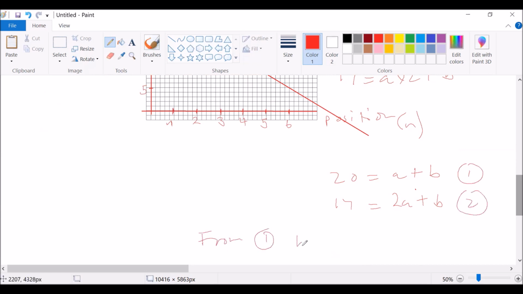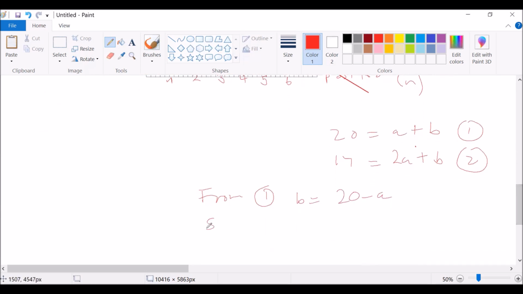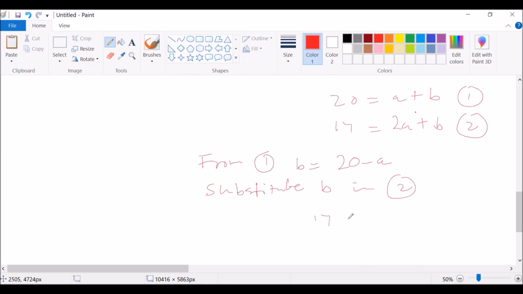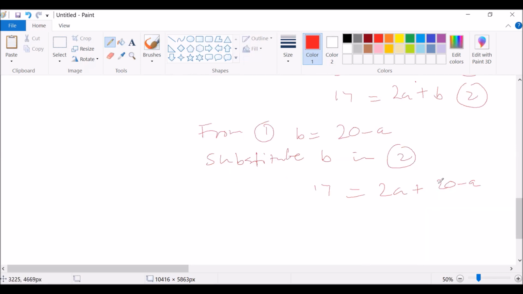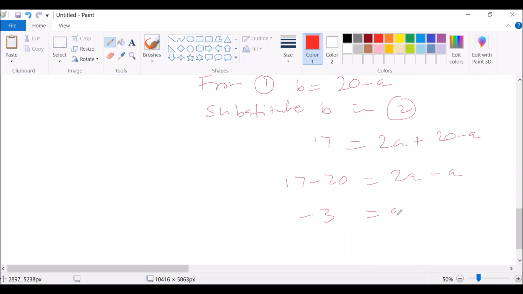From 1, B is equal to 20 minus A, if we take this A to that side. Now we can substitute B in 2. So we have 17 is equal to 2A plus 20 minus A. We take this 20 to that side: 17 minus 20 is equal to 2A minus A. Minus 3 is equal to A. So we have A as minus 3.